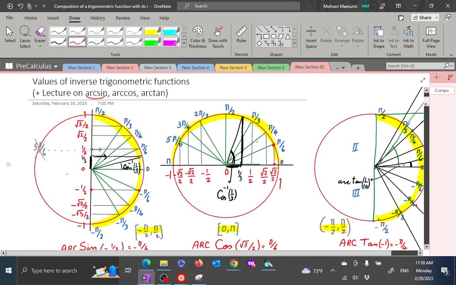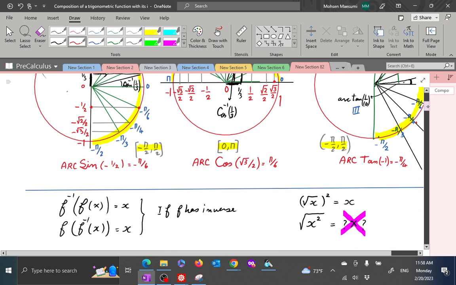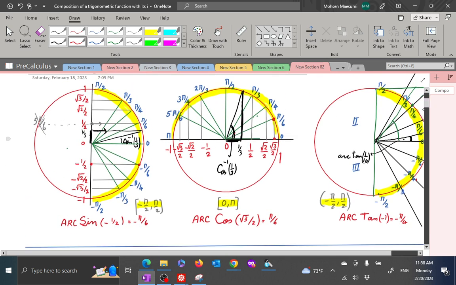So let's review what happened. When you're doing arcsin, your final answer has to be between minus pi over 2 and pi over 2. Arccosine, you have to be between 0 and pi. Arctangent, kind of like arcsine, between minus pi over 2 and pi over 2. The endpoints are excluded.